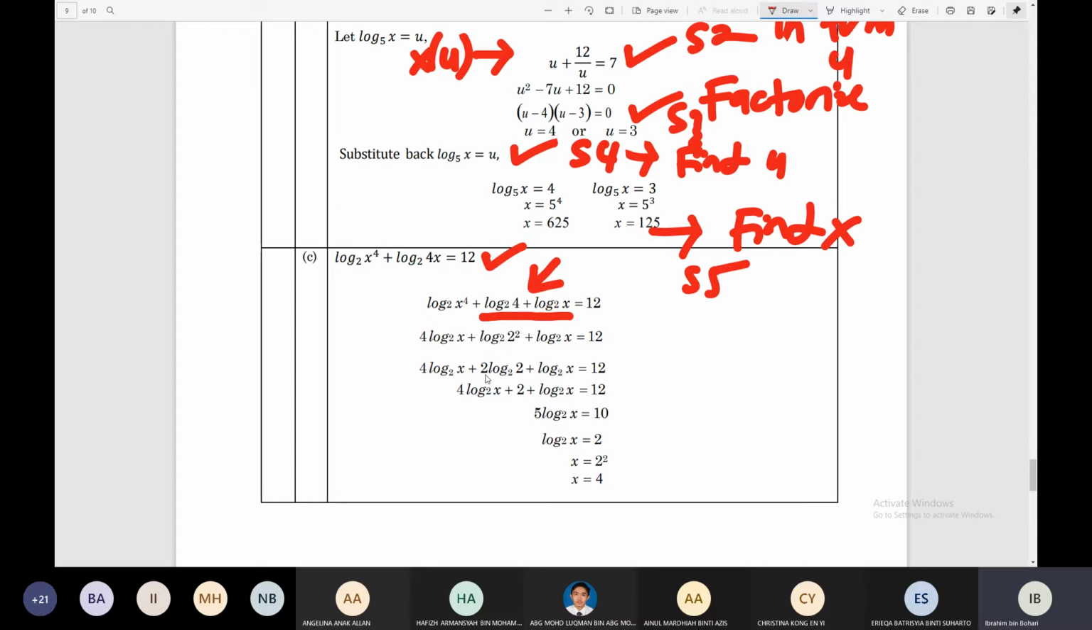And 2 log 2 base 2 equals 2, and 4 log x base 2 plus log x base 2 equals 5 log x base 2, and equals 10. And log x base 2 equals 2, and x equals 2 square, or x equals 4. Yeah. Question C ni lagi mudah. Question C ni you all tak perlu let, tak perlu write down in terms of u, tak perlu factorize dan sebagainya. You just pakai saja. This one question C base 2, but dia tukar base dia sama saja, tak ada masalah, pakai terus ya.